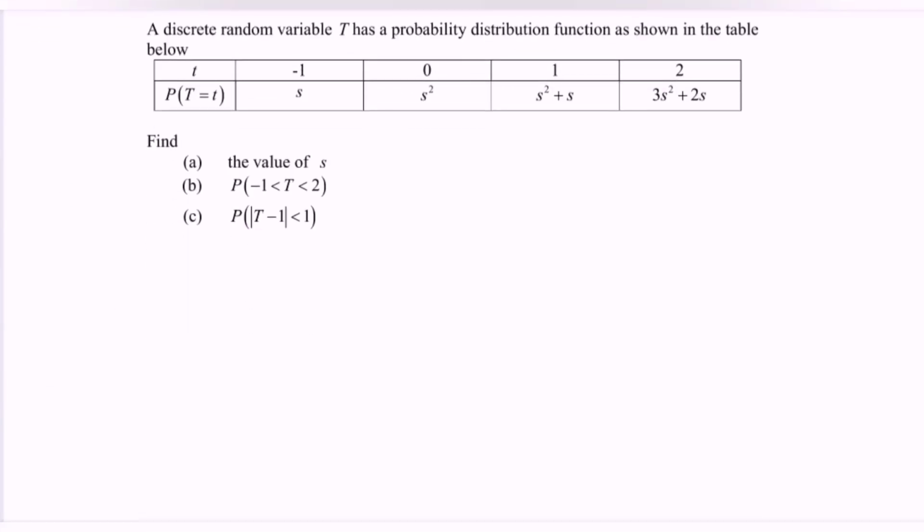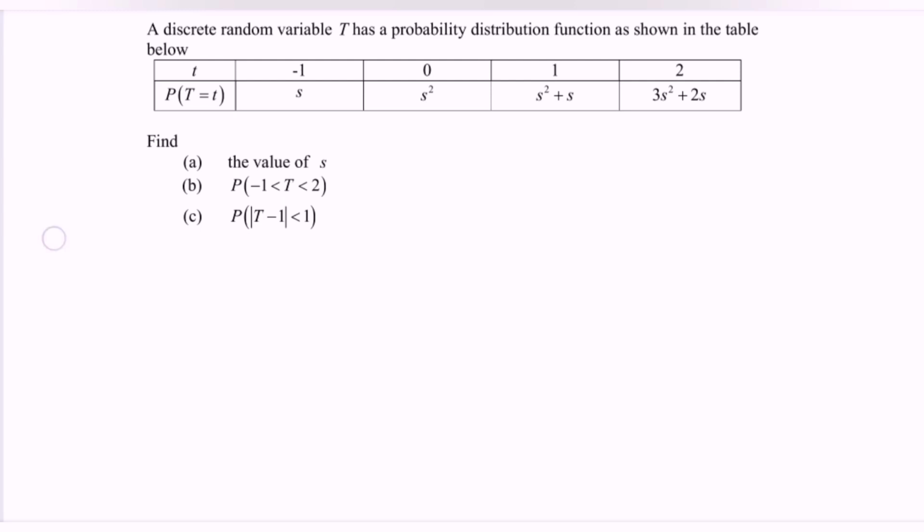Hello everyone, in this video I'm going to discuss the example for random variable. Kindly refer to the question. A discrete random variable T has the probability distribution function as shown in the table below. In here we have the PDF, which is the small f. Part A, find the value of s. At first we are going to find the s.